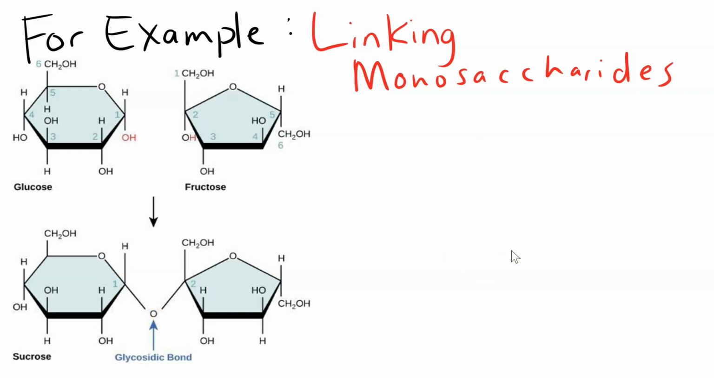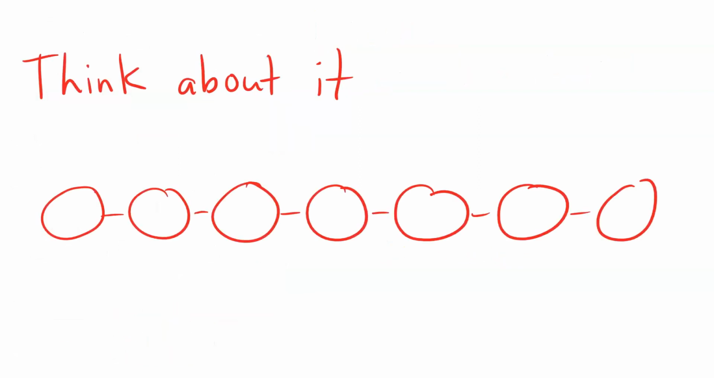So let's apply what we have learned in an application type example. So think about this. If you have a fictitious polymer with 7 subunits, how many water molecules will you need to separate all the monomers from each other? So you have 1, 2, 3, 4, 5, 6, 7 monomers.